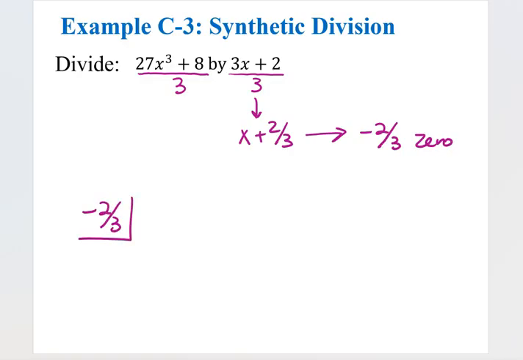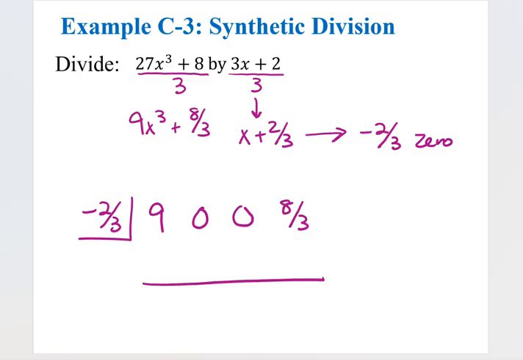And I know some of you are like, oh no, fractions, but you all have scientific calculators. You can do this. So not a big deal. If I divide my divisor by 3 as well, I get 9x cubed plus 8/3. So that is what I'm going to put down here. I've got 9x cubed. There's no x squared, there's no x to the first, and then there is that final one. So there is my setup for my synthetic division.